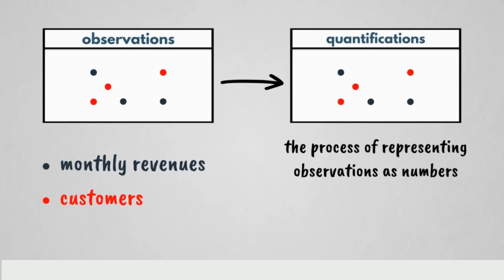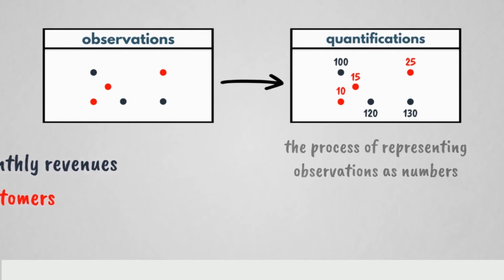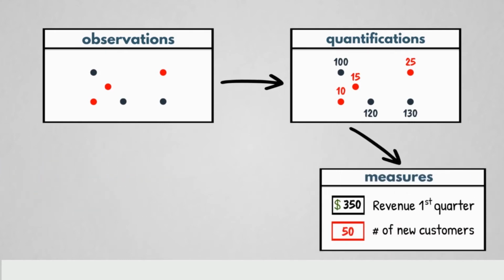For instance, you can say your revenues from new customers for January, February, and March were $100, $120, and $130 respectively, while the corresponding number of new customers for the same 3 months were 10, 15, and 25. Fantastic! Next, let's discuss measure.